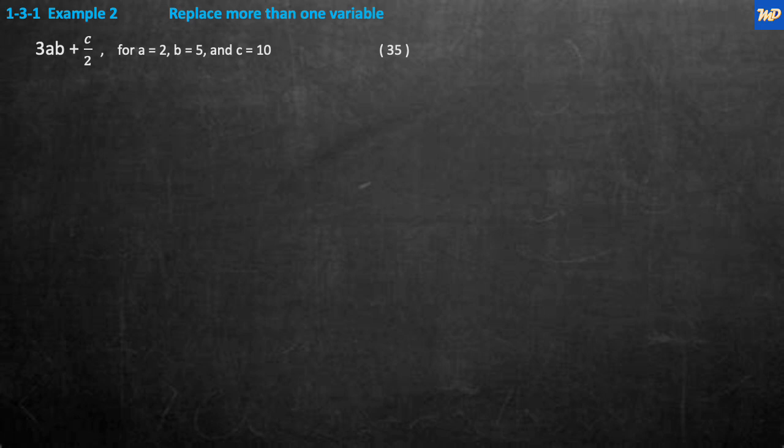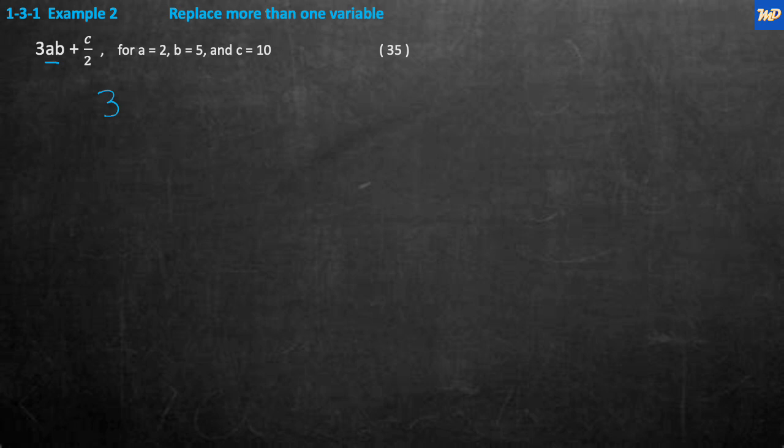Okay, now in example 2, we're going to replace something that's a little more complex. It says replace more than one variable. Not any harder technically, you just have to do more steps. So I'm going to rewrite the equation. So we have a 3, and it's times a times b. That's what that means. 3 times a times b.